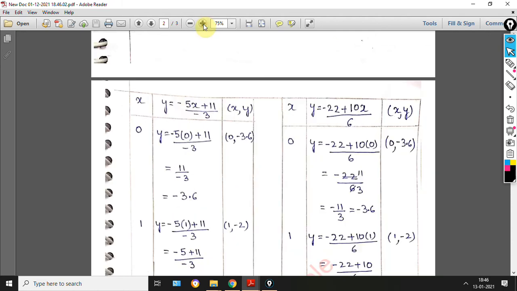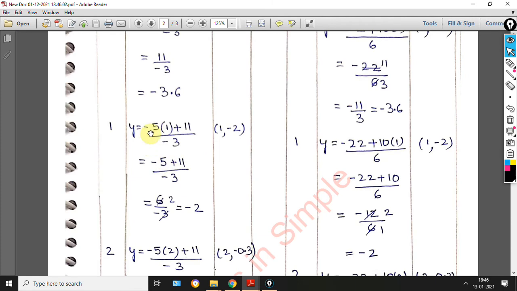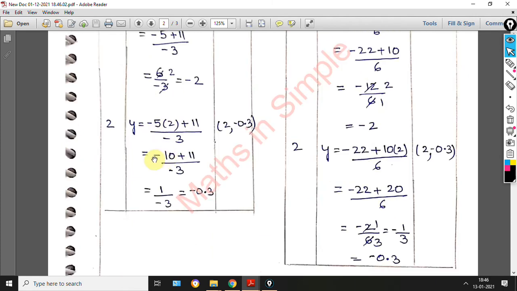Okay, now we will simplify it. So minus 5 times 2, we will get minus 10. Next, plus 11 is there, so plus 11 divided by minus 3. So from 11 if you remove 10, how much will you get? 1, whole divided by minus 3, so we are writing minus 3. Equal to, here minus is there, that minus we are writing as it is. Next, when we divide 1 by 3, how much will we get? 0.3. So here we are writing the x and y value. How much is x? We took 2. 2 comma, how much is y? Minus 0.3. So minus 0.3 we wrote.